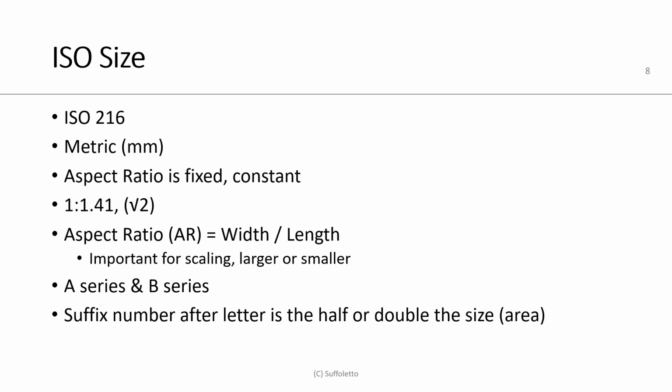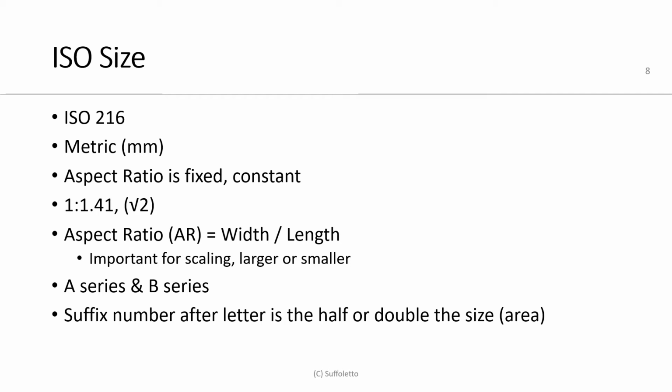The fourth way you can specify paper size is with ISO, International Standards Organization, and the actual spec here is called ISO 216. Now, ISO uses metric millimeters or centimeters, not inches, and it always has the same fixed constant aspect ratio, which is 1 to the square root of 2, which is 1 to 1.41. And as you know, the aspect ratio is the width divided by the length. The reason why this is important is because when you want to scale something either larger or smaller, it'll always fit on the next size up or fit on the next size smaller.